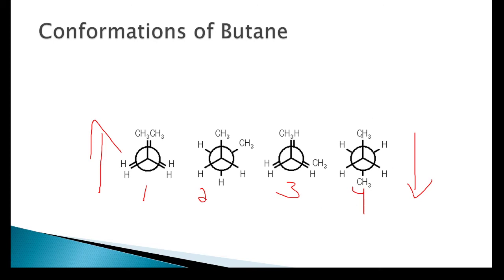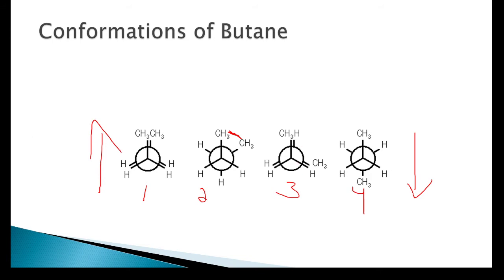4 would be the least because my methyl groups are in the staggered form and away from each other. While this would be the most because it's in the eclipsed form with the methyl groups next to each other. This staggered one is not as good as the other because these two are near each other, causing some strain and resistance. And again, these are eclipsed and we don't like that.